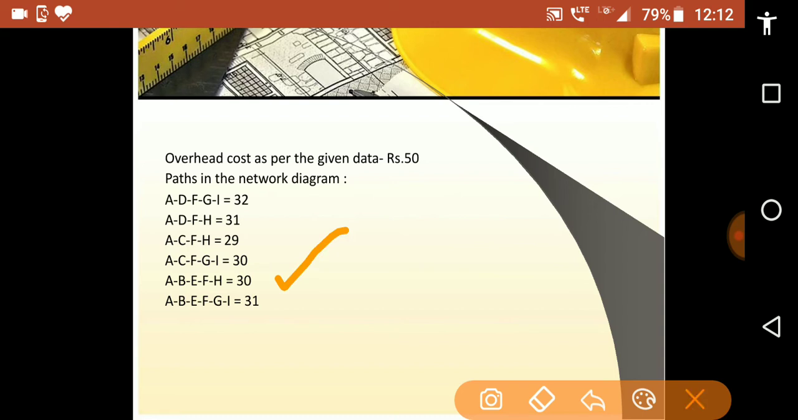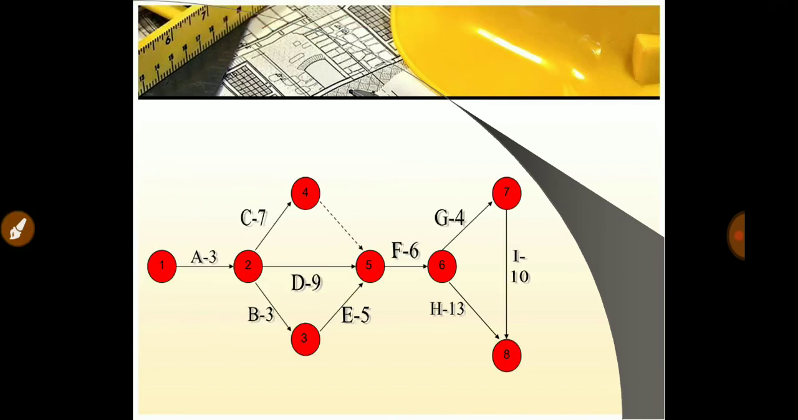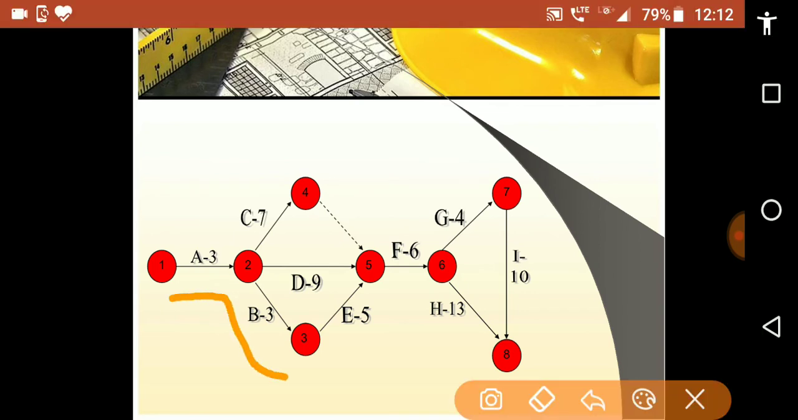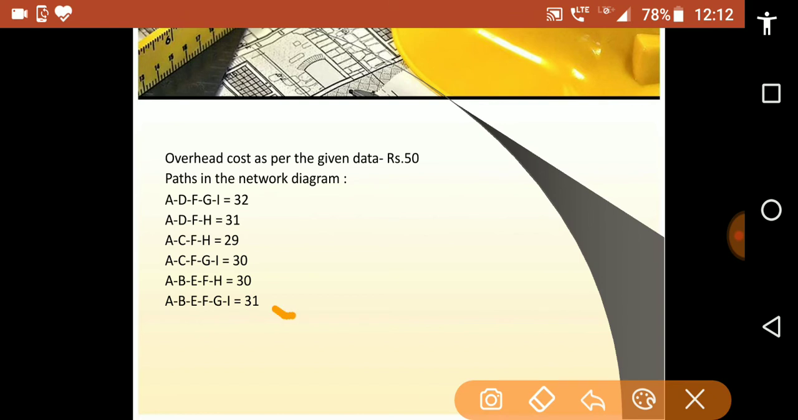Now the next path is A, B, E, F, G, I. This is the path. The value of this path is 3 plus 3, 6, 6 plus 5 equals 11, 11 plus 6 equals 17, 17 plus 4 is 21, 21 plus 10 equals 31. So the time duration of this path is 31.